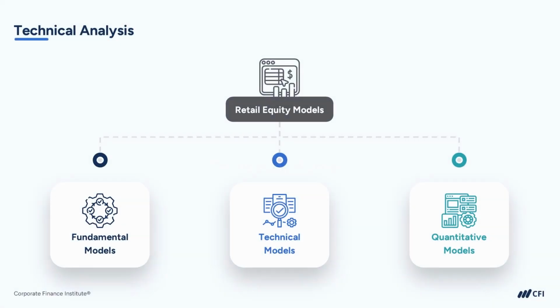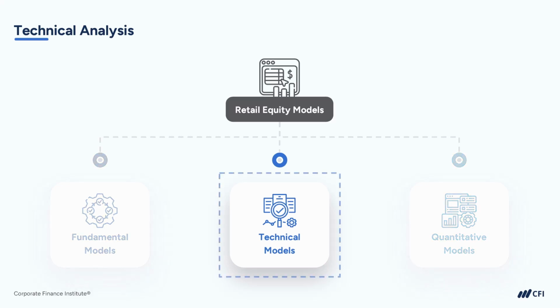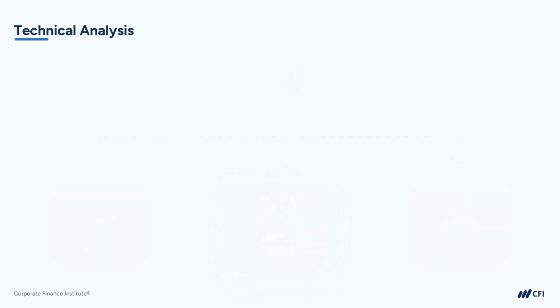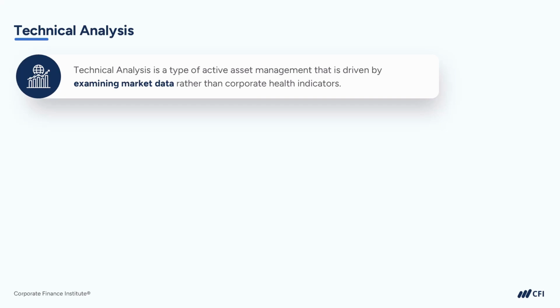Now we're going to move on to the second type of equity model that we're going to learn about today, technical models. Just like fundamental models are built on fundamental analysis, technical models are built on technical analysis, which means an entirely different methodology is used to determine which equities are added and removed from these models and in which proportion. Technical analysis is a type of active asset management that is heavily driven by the examination of market data rather than indicators of corporate health that a fundamental analysis would take into consideration.